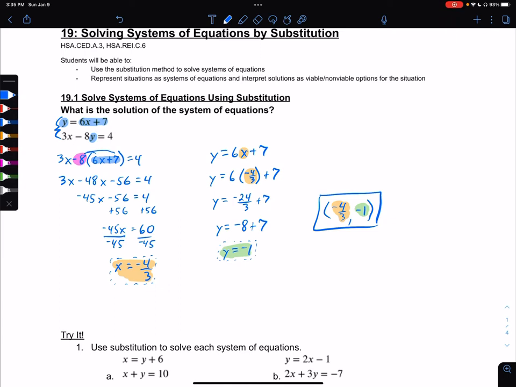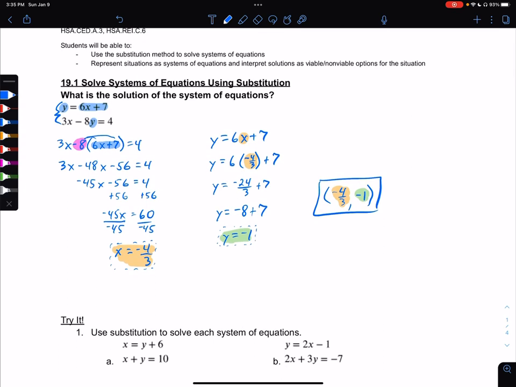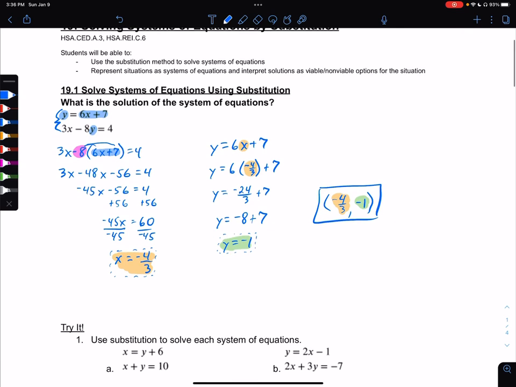What's important is that you need to have a variable that is isolated. If you look at the try-it examples on the bottom, here we have x is by itself. So I would replace the x value with y plus 6. Right. In part B, y is isolated. So I would replace the y value with 2x minus 1. If no variable is isolated, you are going to need to isolate it first before you can use the substitution process. But sometimes that's not too bad.